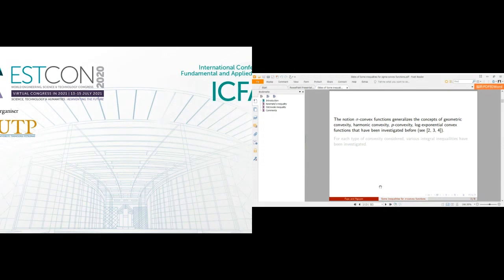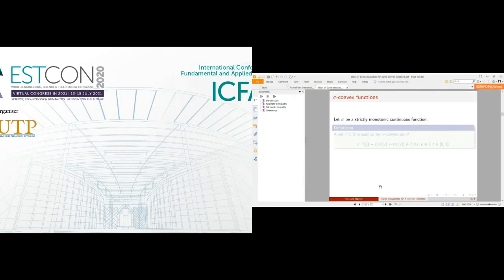The notion of sigma convex function generalizes the concepts of geometric convexity, harmonic convexity, P convexity, and log exponential convexity. For each type of convexity, inequalities on various intervals have been investigated. We focus on proving the Karamata inequality and also the Ochoki inequality for sigma convex functions.